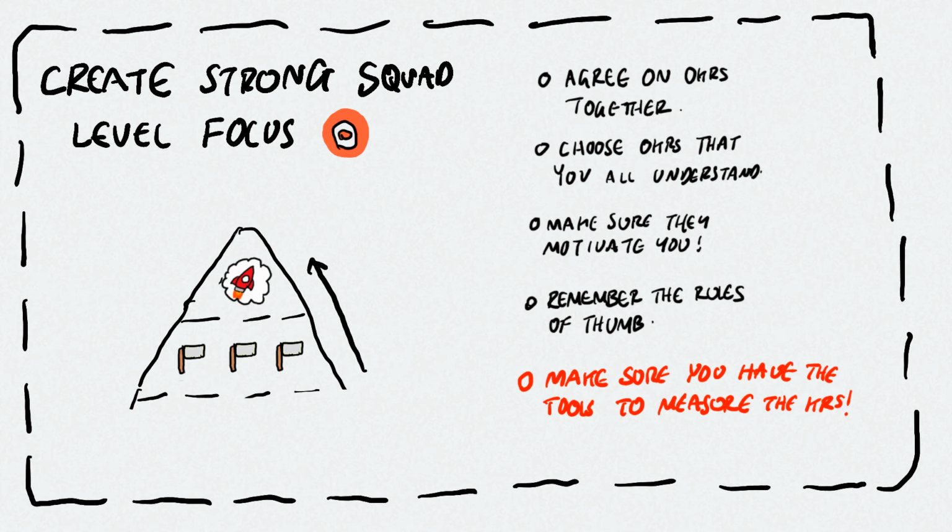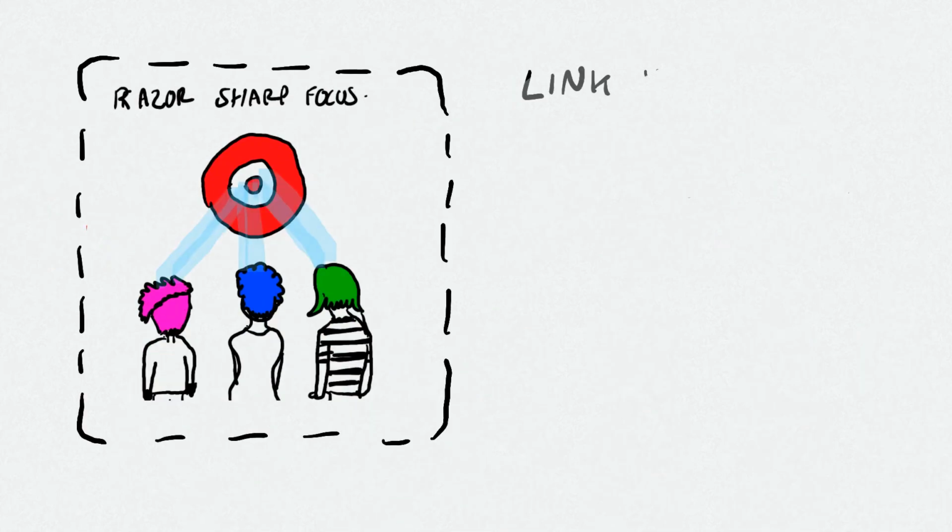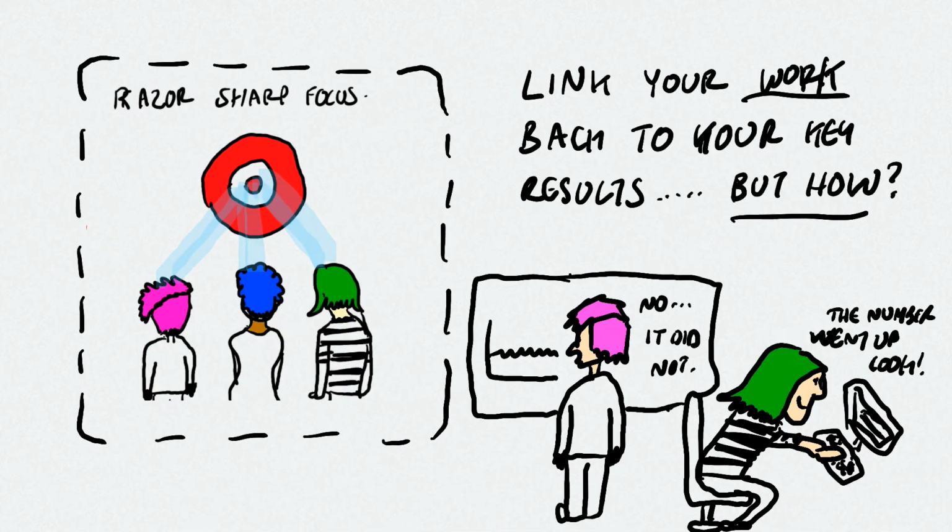But wait, this isn't good enough yet. You think your team have focus, but do they have razor sharp focus? You're halfway through the quarter and you suddenly realize that your team have no idea how their work is influencing OKRs. It happens all the time. The team gets stuck into the execution of their next biggest valuable epic, and they start measuring the performance of the solution, not the performance of the OKR.